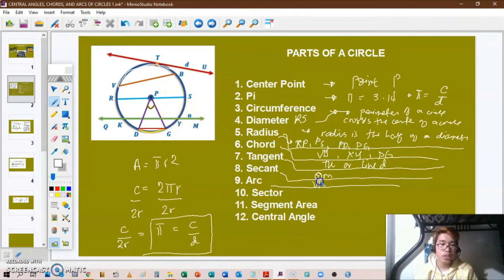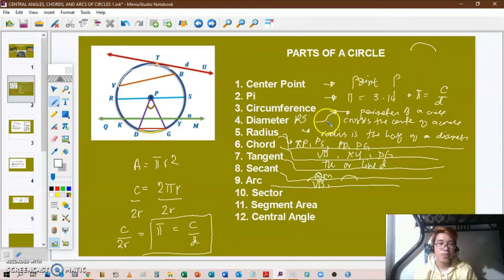So VB is actually a minor arc. Later we'll know the difference. And we have RTS, so arc VB. We draw arcs using this symbol, kind of like a rainbow symbol, but there's only one arch, or kind of like an arch.